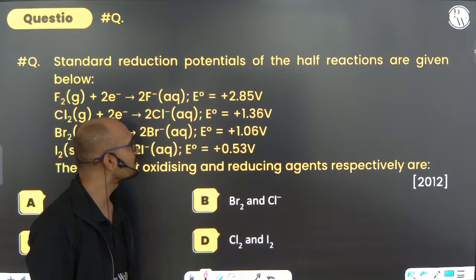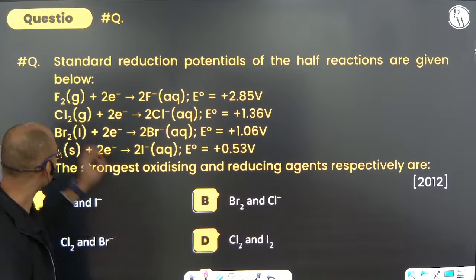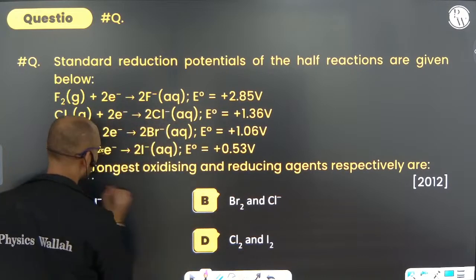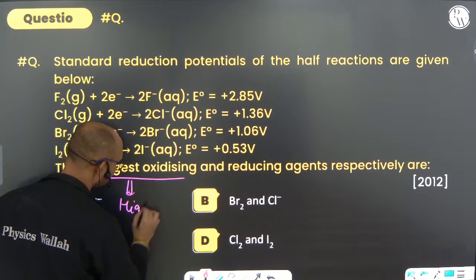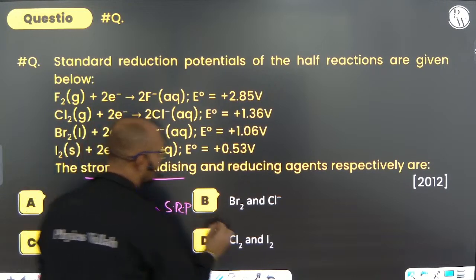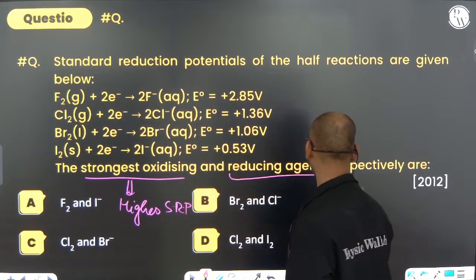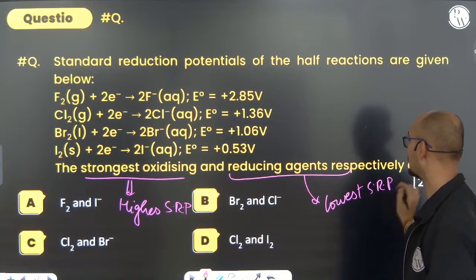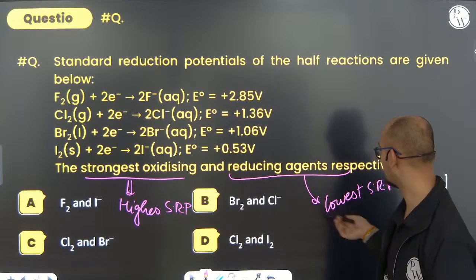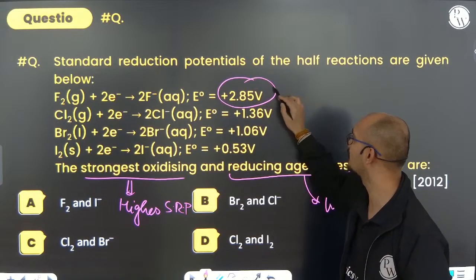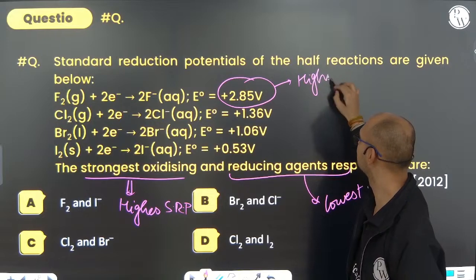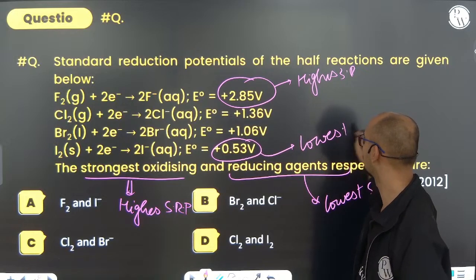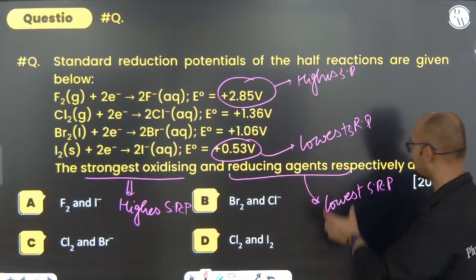Next, standard reaction potentials of the half reactions are given below. Now, the strongest oxidizing and reducing agent. Always remember, strongest oxidizing agent means we have to think about the highest SRP. And whenever you are talking about the strongest reducing agent, you have to think about the lowest SRP. Where is the highest SRP? Here it is. Where is the lowest value? Here it is the lowest SRP. Lowest SRP is for the reducing agent.